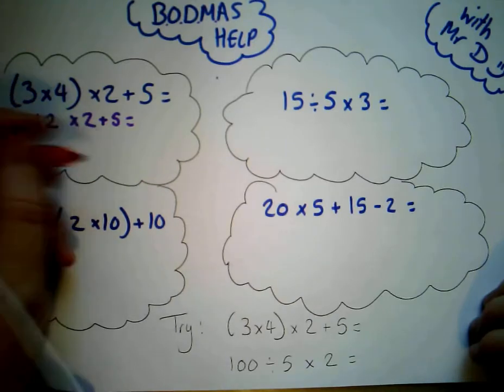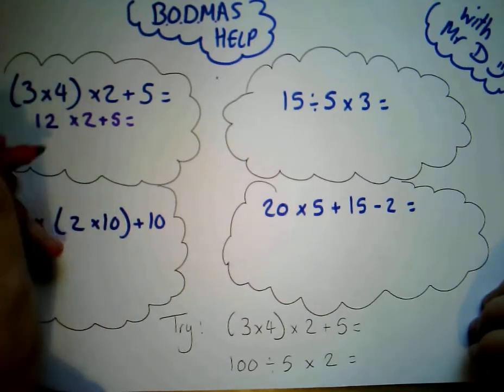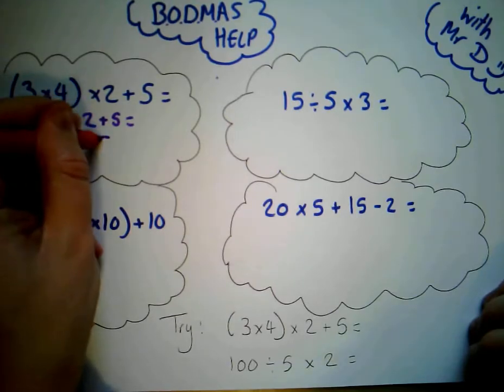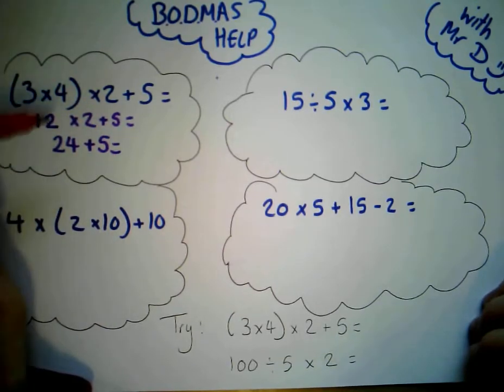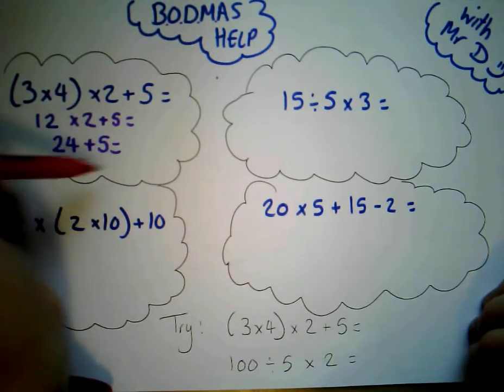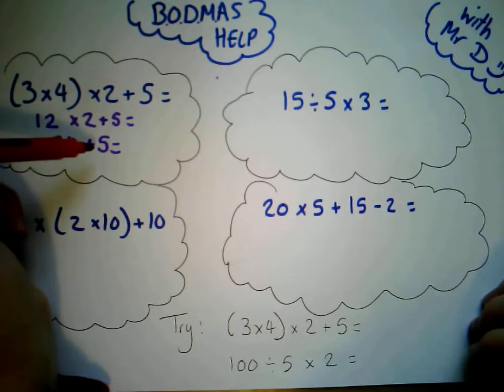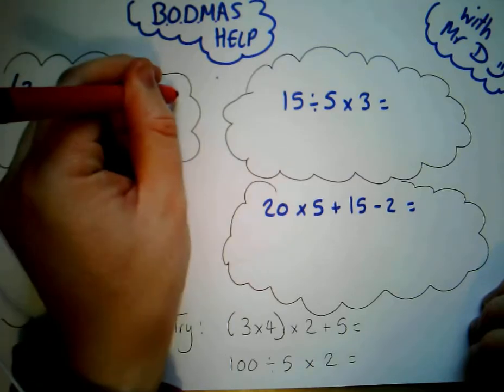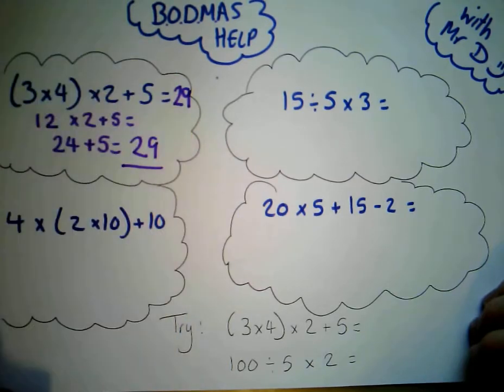So then we need to do 12 times by 2. So 12 times by 2 is 24. And then add on the 5. And then I check, any addition? Yes. And simple number sentence now. There's no other things I need to solve. 24 add 5 is 29, and my answer goes back up at the top.